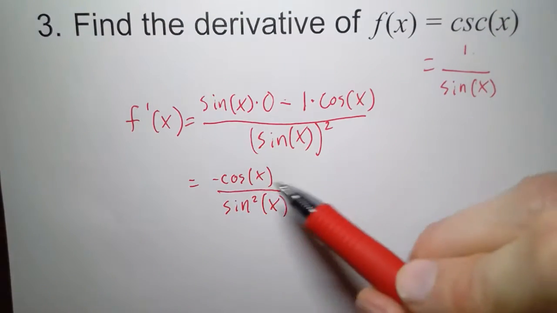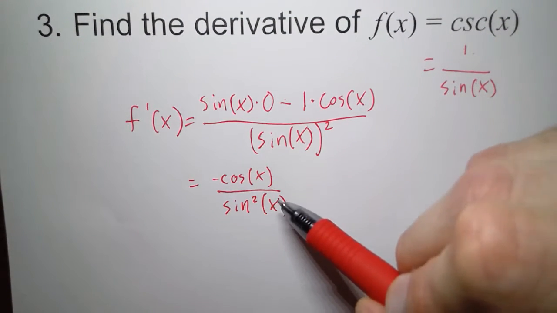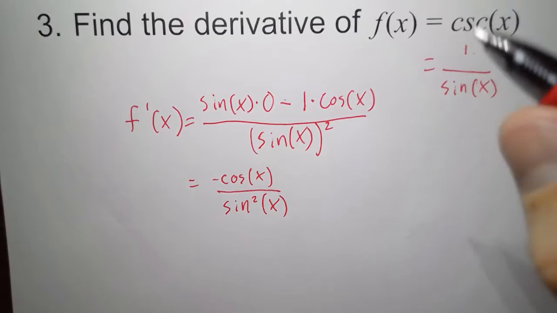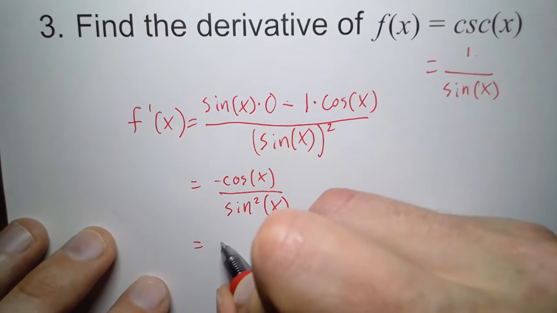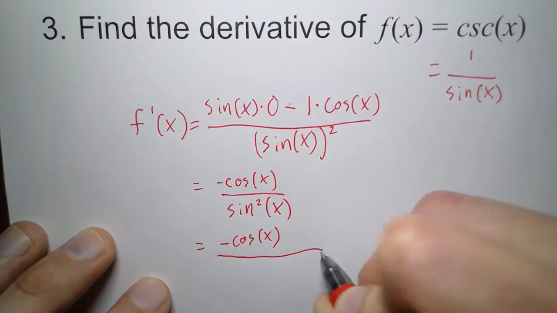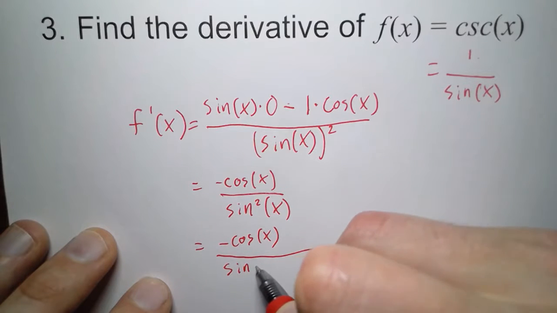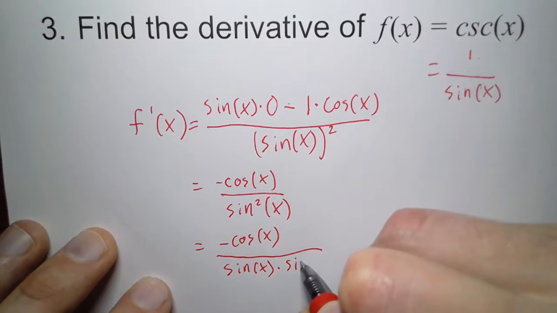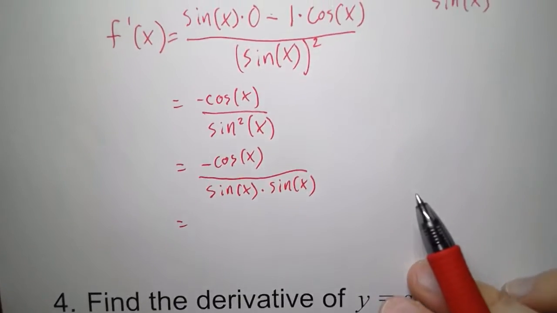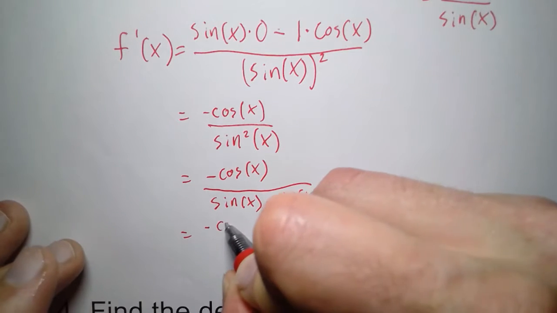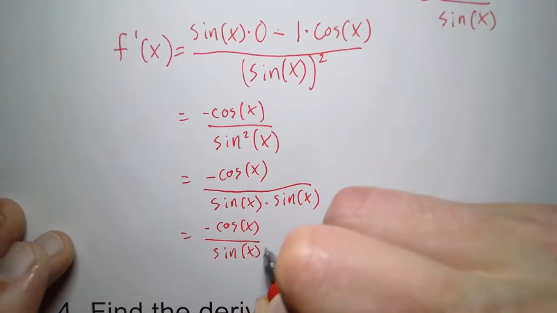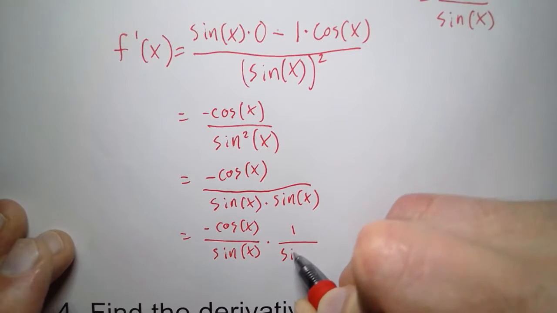Now we could stop here, but we're not going to, because most resources, most textbooks, most internet sites don't show this as the derivative of cosecant. What they do is they break up the denominator, whereas in the numerator we just have one factor, negative cosine. In the denominator they have sine times sine. And what they do is they break this up into two distinct fractions. Negative cosine of x over sine of x times 1 over sine of x.